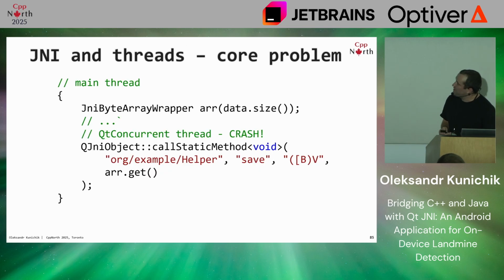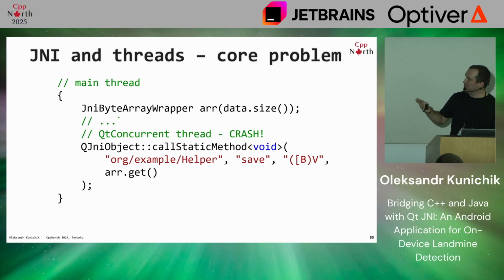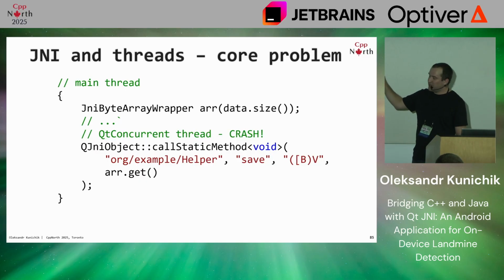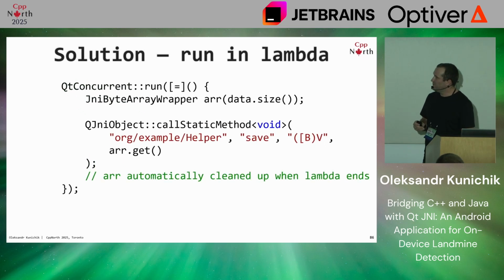So here is the threading landmine. Create a reference in one thread and use it in another. It's a crash, because local references are thread-local. That byte array is valid only in the thread that created it. Pass it to QtConcurrent, and you are passing that pointer already. So undefined behavior, the best which we have.